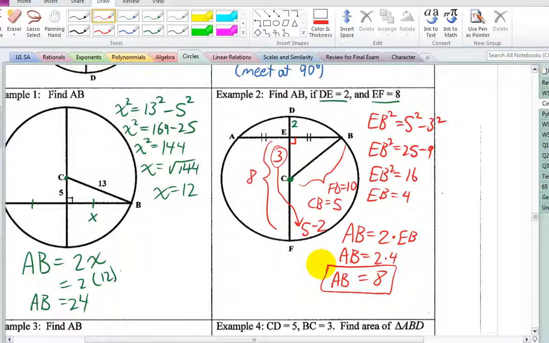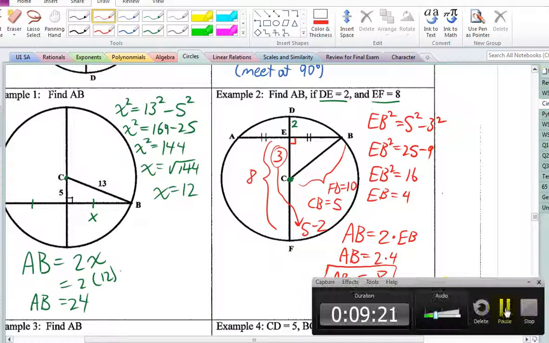Now, if you're doing a lot of work, it's nice to put your final answer in this box so it's easy to see. So the entire line AB, that equals 8. Any questions? So you're doing a little bit of calculation.